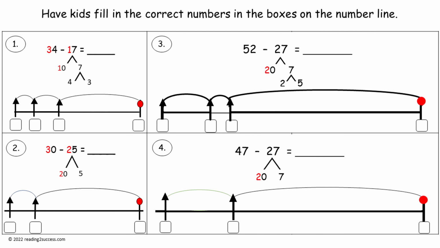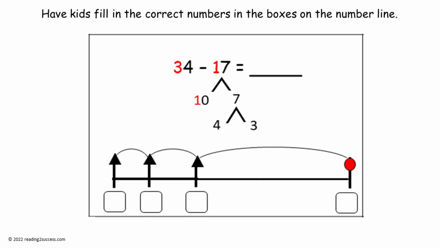On this practice page, have kids fill in the correct number in the boxes on the number line for each problem. As with the last practice page, do the first problem with kids. Begin by saying 34 minus 17 equals. Remind kids that the first number on the number line is the largest number, which is 34. And since we are subtracting, we're moving to the left, backwards.